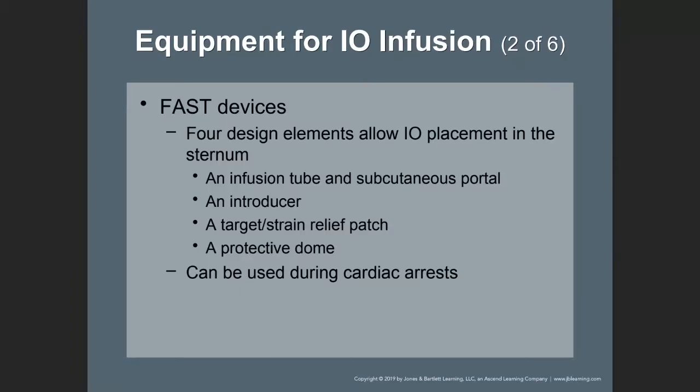FAST devices are the ones used for the sternum. There are 4 design elements which allow IO placement in the sternum: an infusion tube and subcutaneous portal, an introducer, a target/strain relief patch, and a protective dome. Can be used during cardiac arrest. So the FAST is mostly used for cardiac arrest. Doesn't mean that you can't use the other access sites.